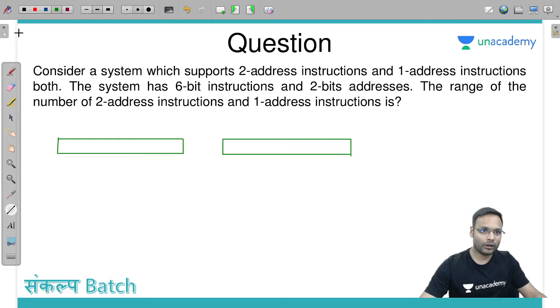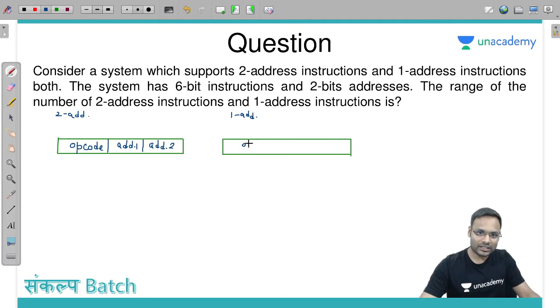फॉर्मेट ड्रॉ किया. 2 एड्रेस टाइप इंस्ट्रक्शन, and one address type instruction. Two address type instruction will have opcode and two addresses, address 1, address 2. One address type instruction will have only one address apart from opcode.